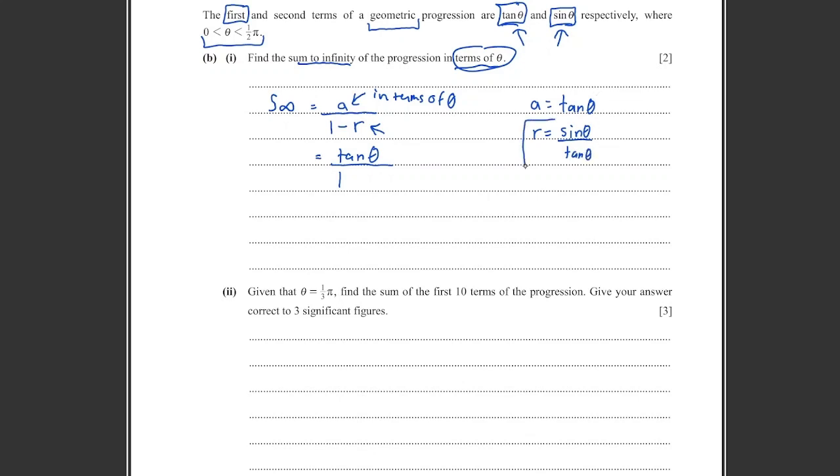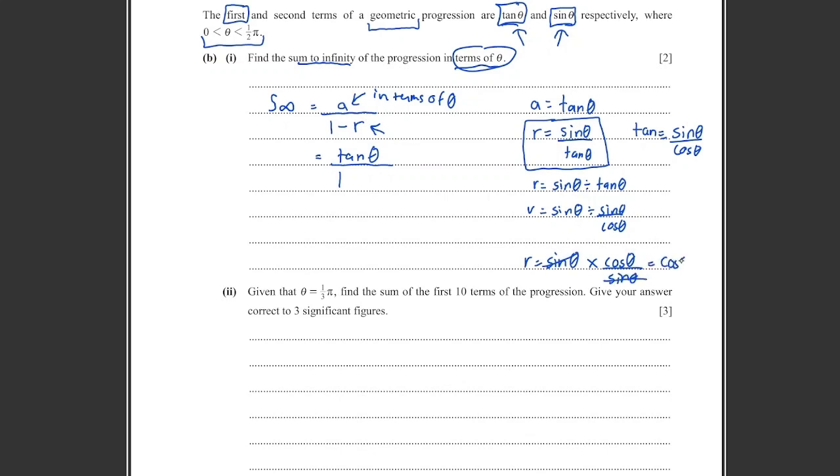And we can actually simplify this, because we know what tan is. We know that tan is basically just sine theta over cosine theta. So we can write this as sine theta divided by tan theta. And so that just means that sine theta is being divided by sine theta over cosine theta. And then we can change this a little bit. We can put a multiplication sign over here, take the reciprocal, and we can cancel out the sine thetas, and we'll basically just get cosine theta. So we can plug that in place of r.